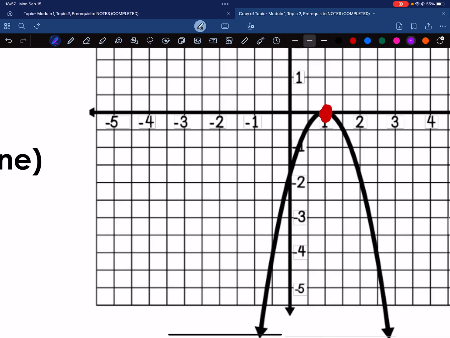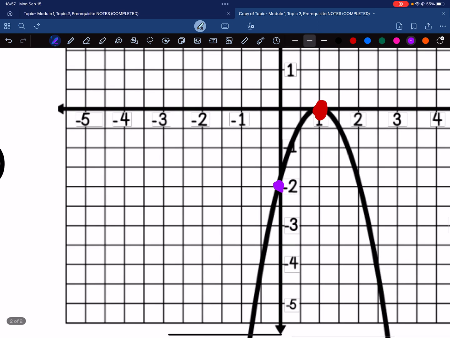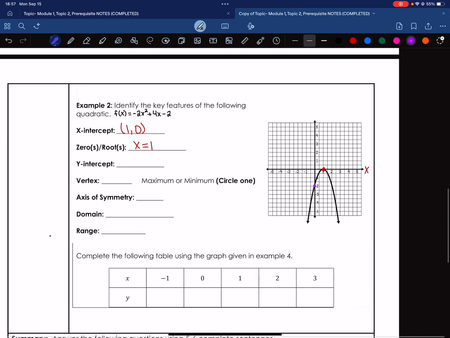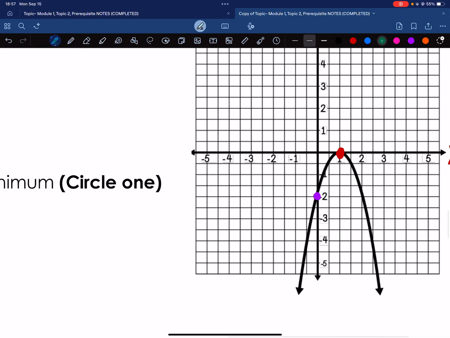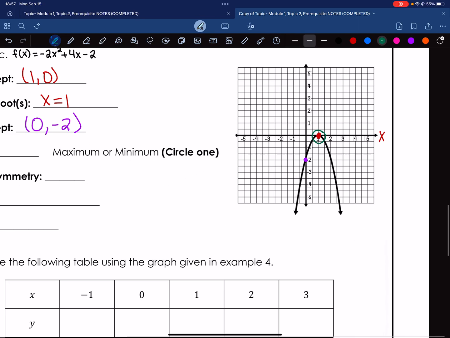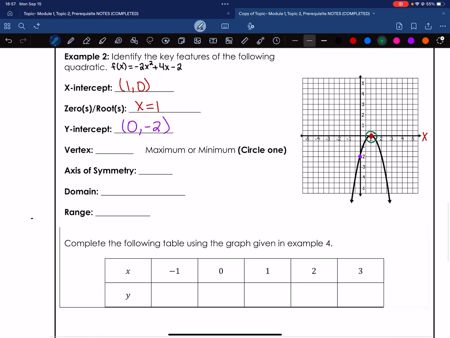Then we want the y-intercept. So the y-intercept, it's crossing right here at -2. So to write that as a point, that would be (0, -2). Our vertex happens to be the same point as our x-intercept. That can happen, (1, 0), and this is a maximum.